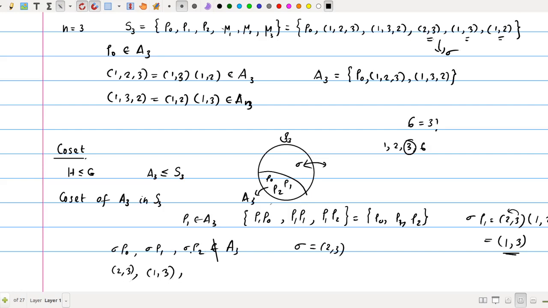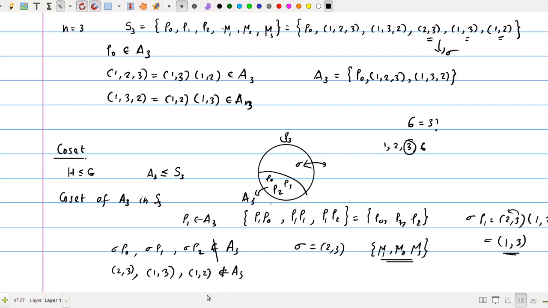Similarly, if you evaluate sigma rho 2, you will get another transposition. So we know that these are not all elements of A3, so we cannot expect these to be elements of A3. That means this need not be an element of A3. But if you consider these elements, that will give another set, instead of rho 0, rho 1, rho 2. Say this is mu1, mu2, mu3.